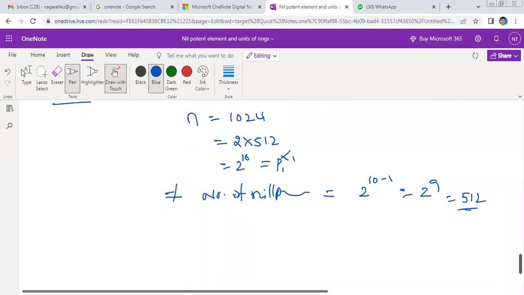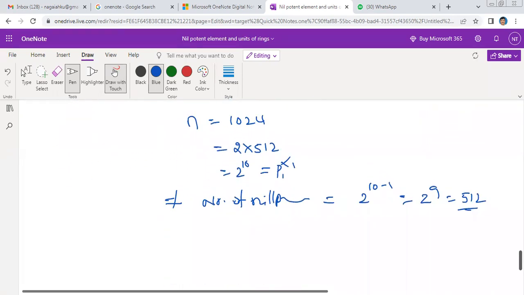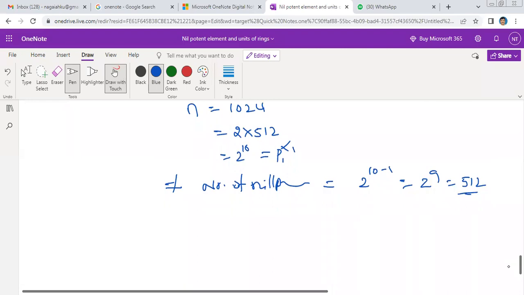Next, the converse of the theorem. Every integral domain has only one nilpotent element. If it is not an integral domain, take Z6 or Z8.